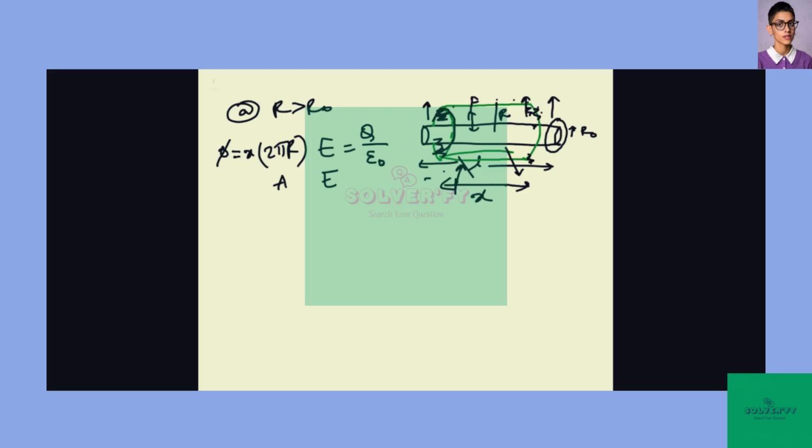So if we extend this cylindrical surface all over the cylinder, and we ignore the fringing effect, and we put x equal to L, we will see that E times 2 pi r L is equal to Q by epsilon naught.